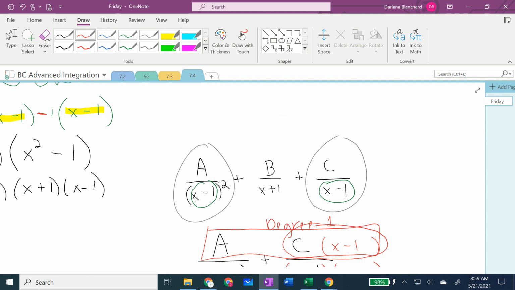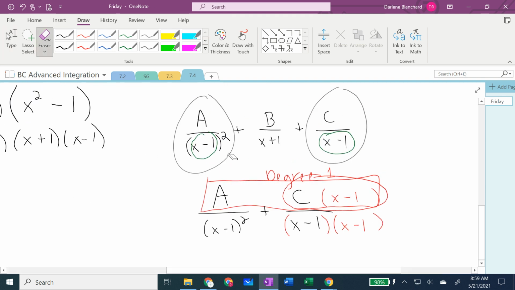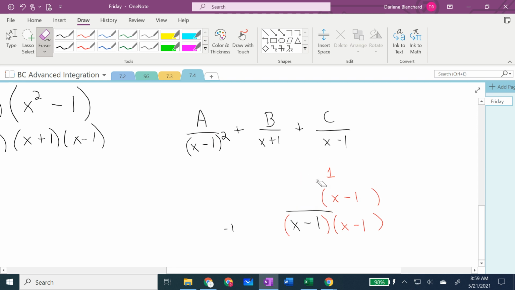So, coming back to the problem at hand, it doesn't matter what order you write this trio in.